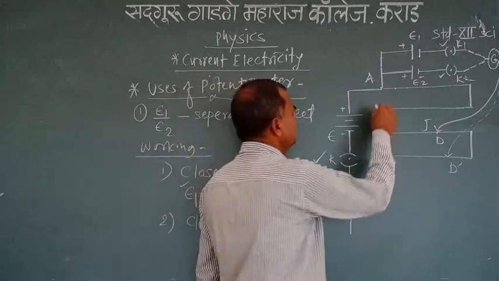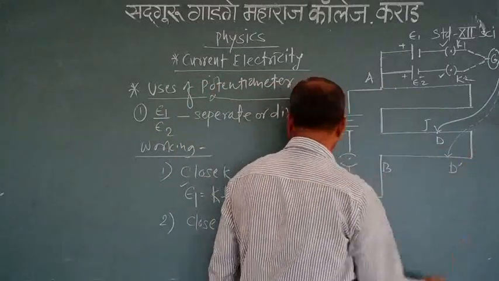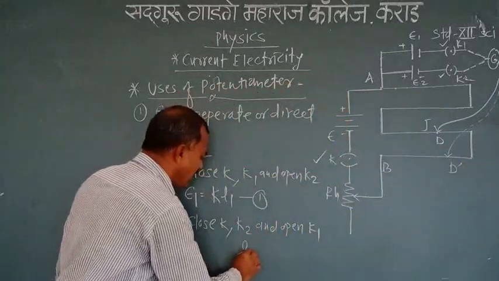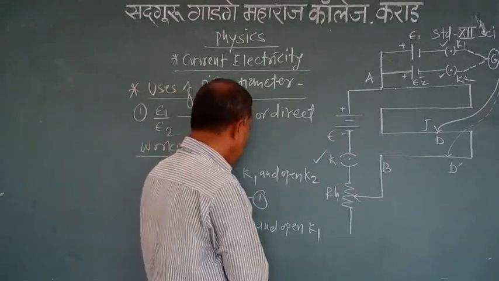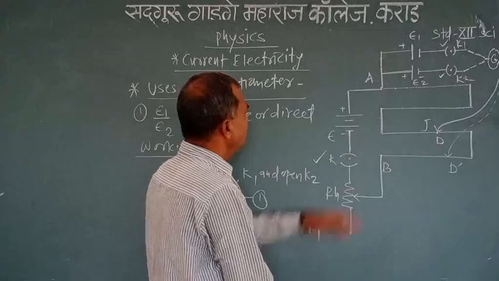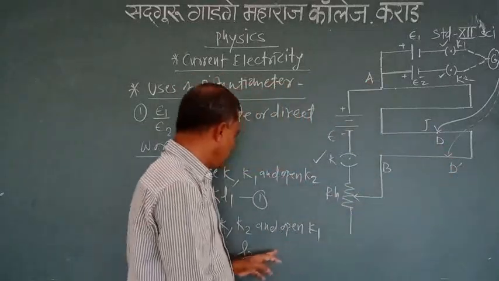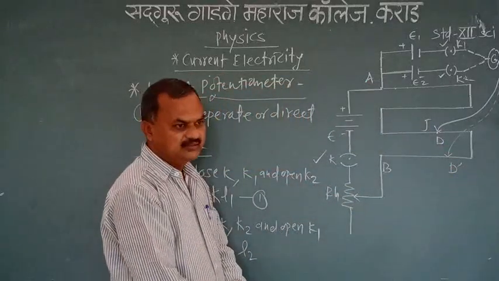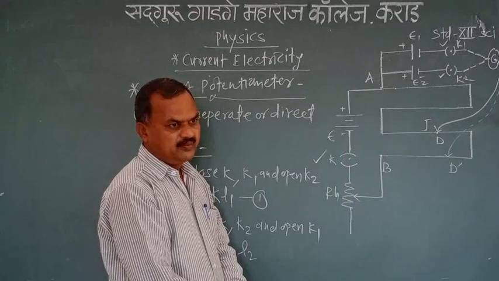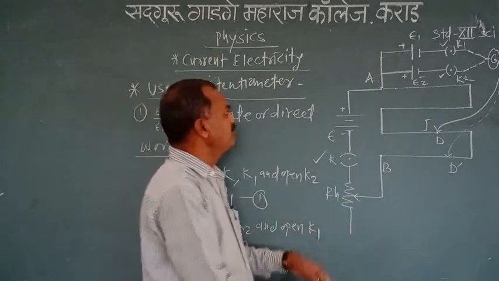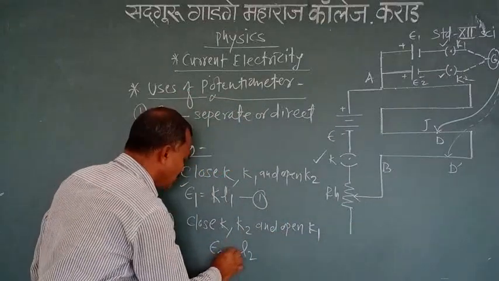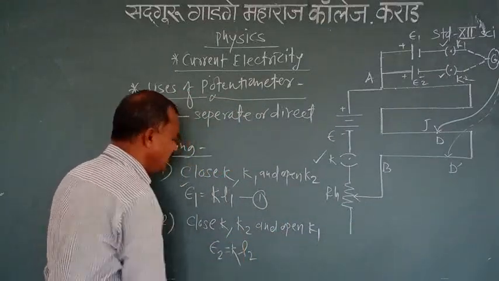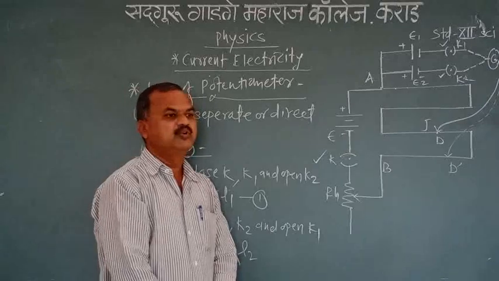Measure the balancing length from point A to D dash. Suppose it is L2. Then fall of potential across the wire A D dash having length L2 is nothing but potential difference or EMF of cell E2. Then we can write the equation like this: E2 equal to K L2, where K is the potential gradient of the wire.